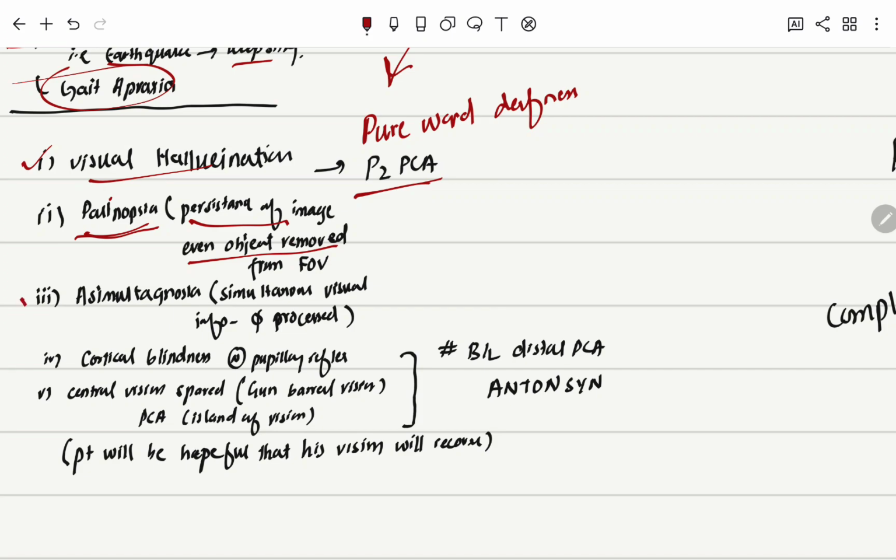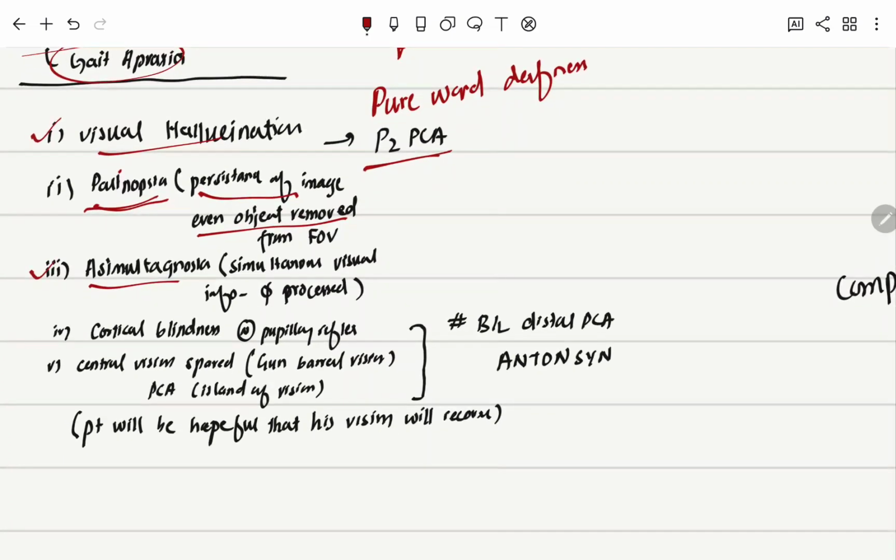Another feature is asimultagnosia. If we show two objects simultaneously, the patient won't be able to appreciate those two objects. This is called asimultagnosia.